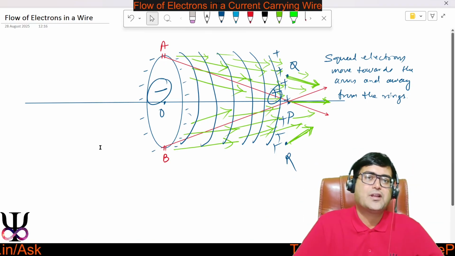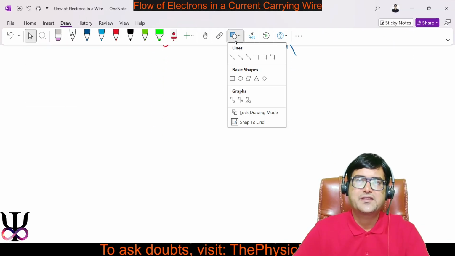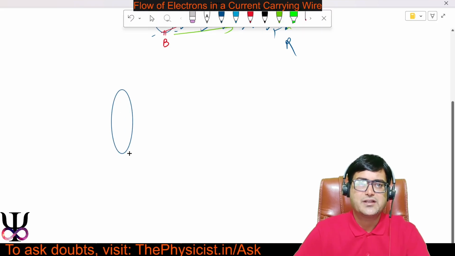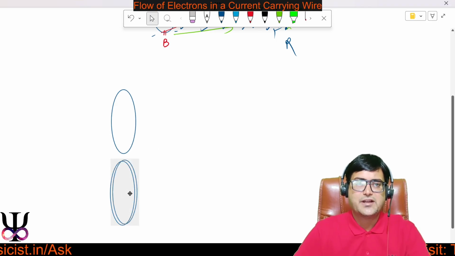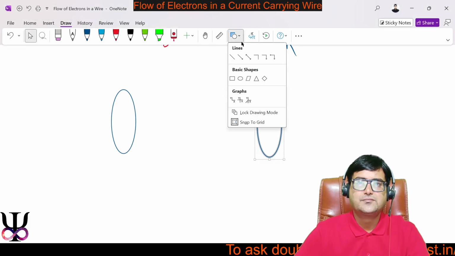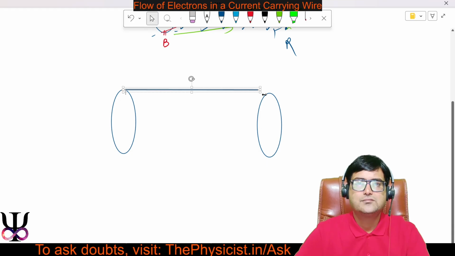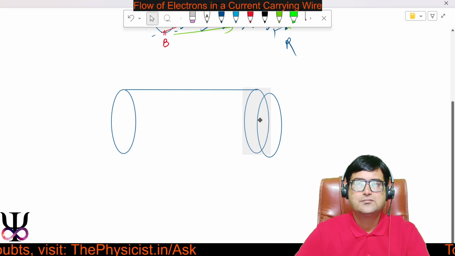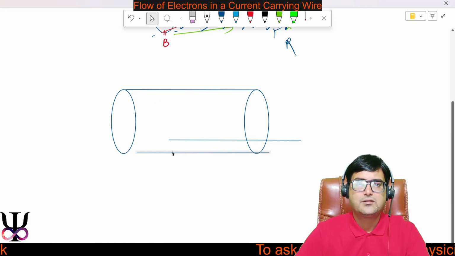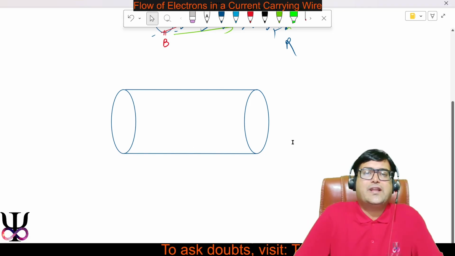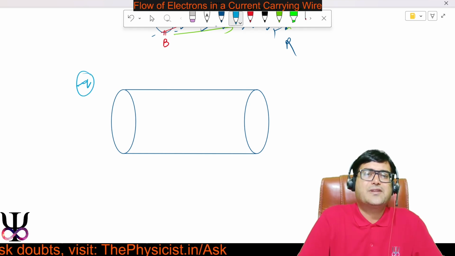Is it understood now? Now imagine if I have a cylindrical wire, and now the next segment of our discussion is, let's say I have a cylindrical wire, and now in this cylindrical wire, imagine if I just injected some electrons of charge negative q.